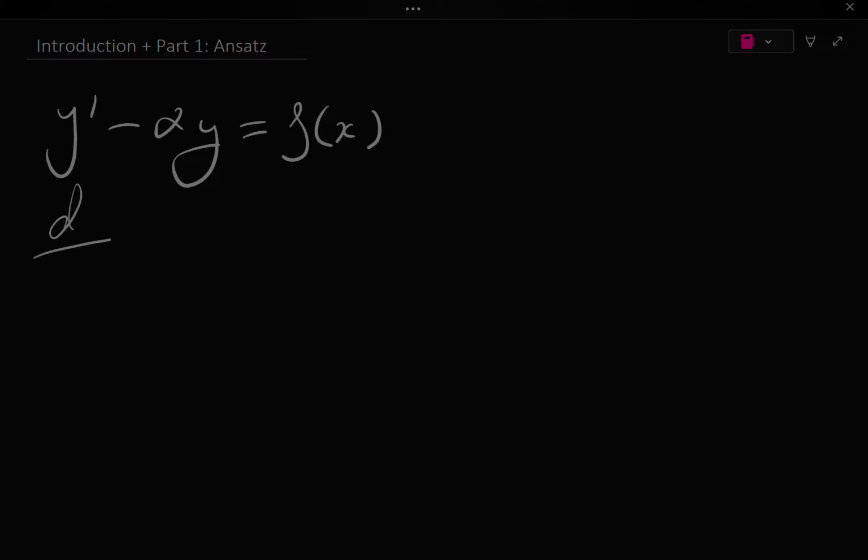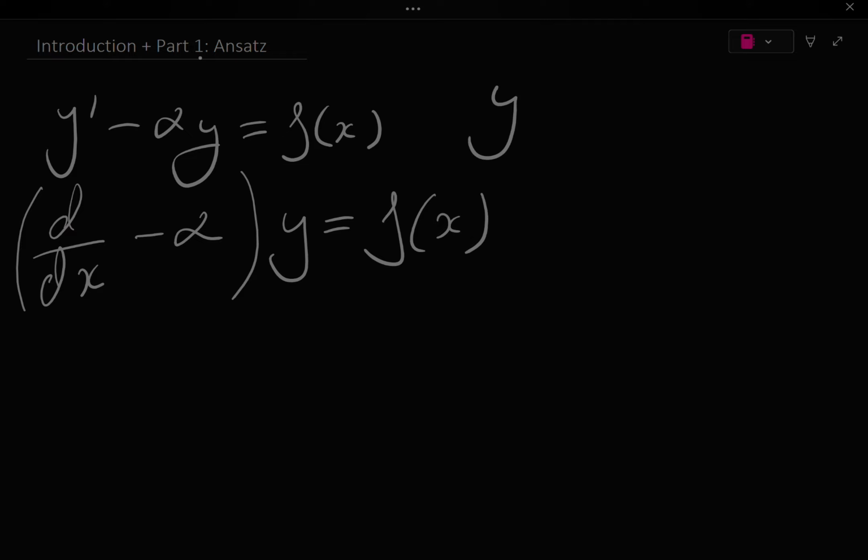It is here d over dx minus alpha, and were you to have a y1 and a y2 and add them and then apply this, it's the same as applying this to each of them and adding them, and scaling works in such a way that applying this to a scaled version of y returns a scaled version of this applied to y. Now, we may write the equation like this. Y here is a function of x, and the goal is to solve for y.